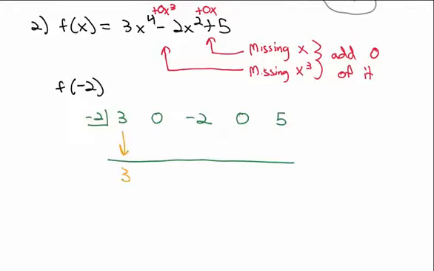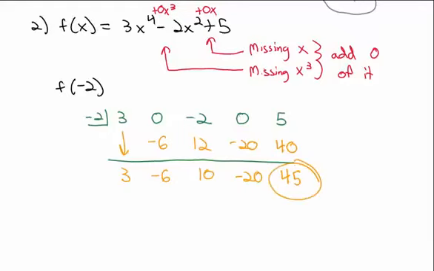Bring 3 straight down. 3 times negative 2 is negative 6. Negative 6 plus 0 is negative 6. Times negative 2 is 12. Minus 2 is 10. Times negative 2 is negative 20. Plus 0 is negative 20. Times negative 2 is positive 40. Plus 5 is 45. And that quick we have come up with our answer that f of negative 2 is equal to 45.